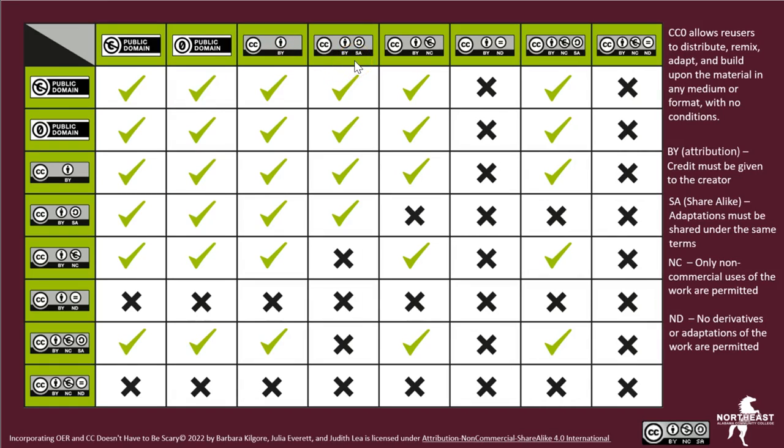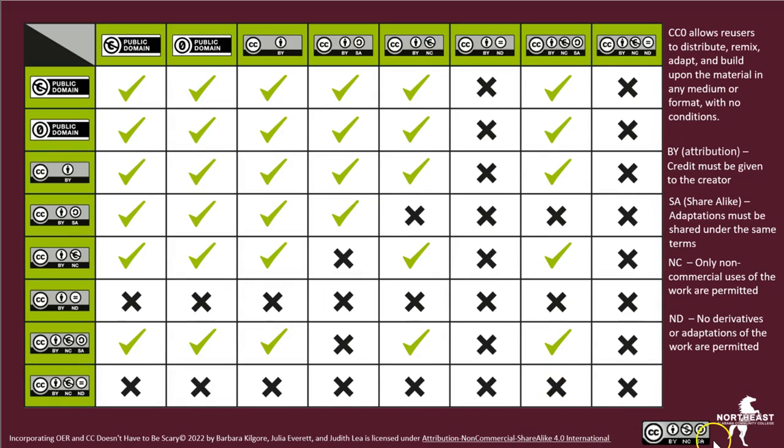BY share alike just means that you can use it, but you got to attribute them, and you also got to share it the way they shared it. And then there is a non-commercial clause where you can't use it to make money. And then there is a no derivative clause where you can't do anything but use it and attribute it. And then there's some combinations of these.